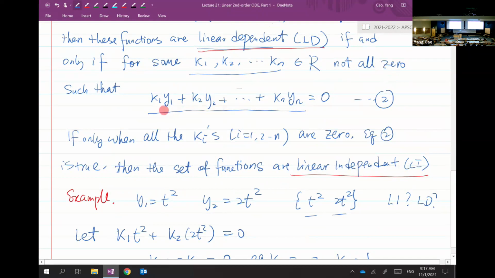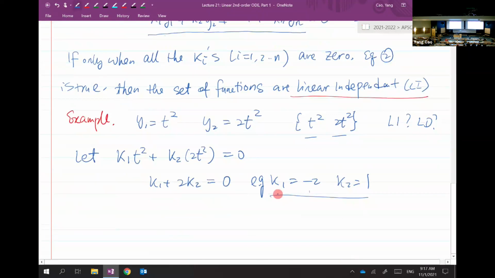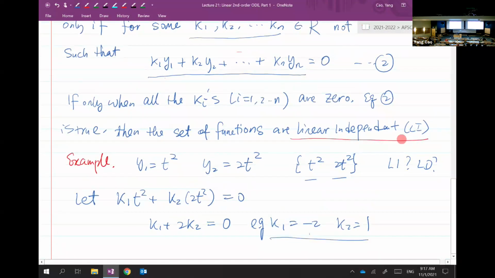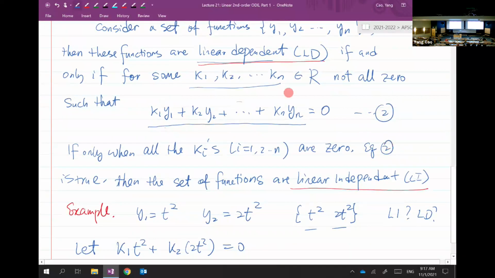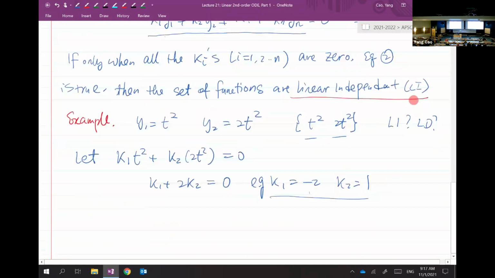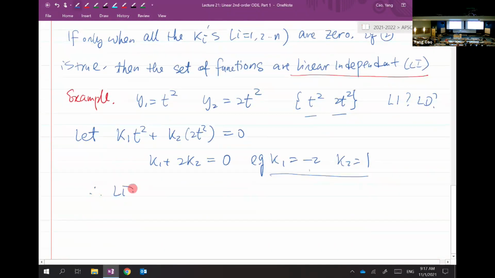So you find some values for k1 and k2 which are not 0, and you're able to make k1 times y1 plus k2 times y2 equal to 0. That's exactly the condition for linear dependence according to theorem 1. So that's why you can see the two functions are linear dependent.